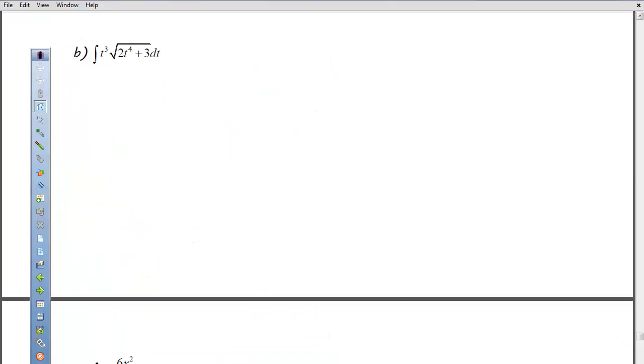Okay, for b, we've got the integral of t cubed times the square root of 2t to the fourth plus 3 dt. Looking at this again, we can say the derivative of 2t to the fourth plus 3 is 8t cubed. So the only difference between the t cubed that's sitting here and the derivative of this piece is the 8. That's just a constant multiple. If the only difference is a number that we multiply by or divide by, then we can easily handle that.